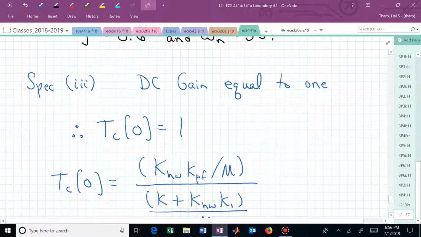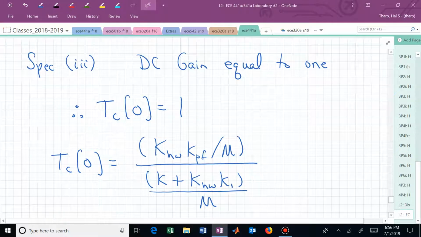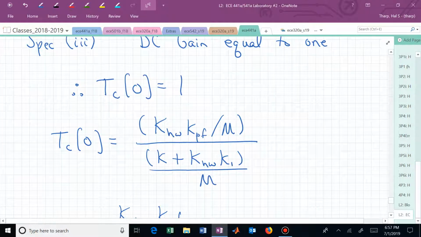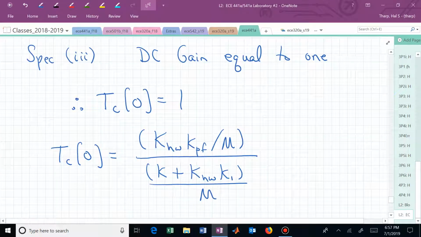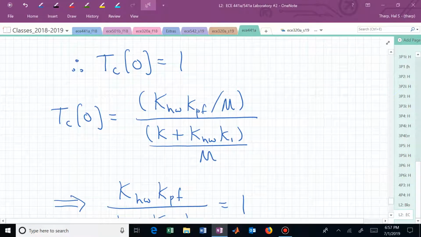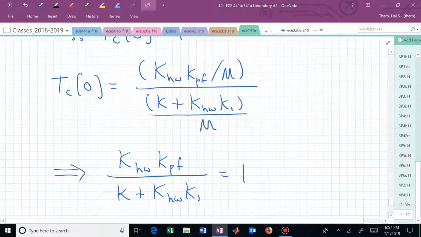Last, in terms of our specification, is the DC gain specification. We want our closed loop transfer function at DC, or when s is equal to 0, that's DC, we want that to equal 1. If we set T sub C, that formula, evaluate that at s equal to 0, we have this ratio of the numerator over the constant in the denominator. The m's in the denominator of the numerator and the denominator of the denominator cancel, and we're left with k hardware kpf over k plus k hardware k1 equaling 1.